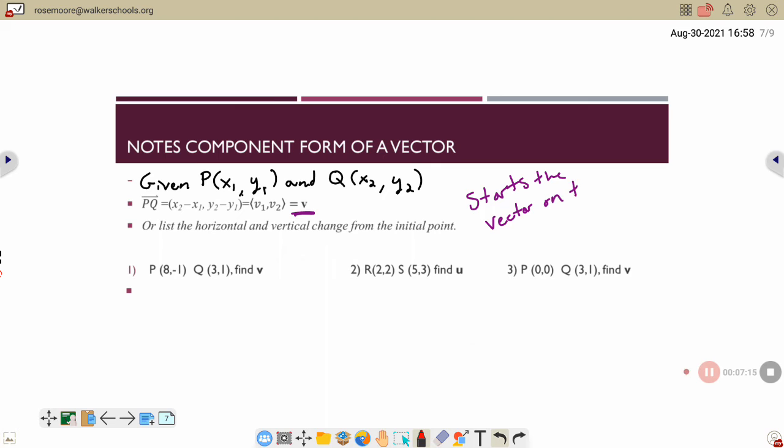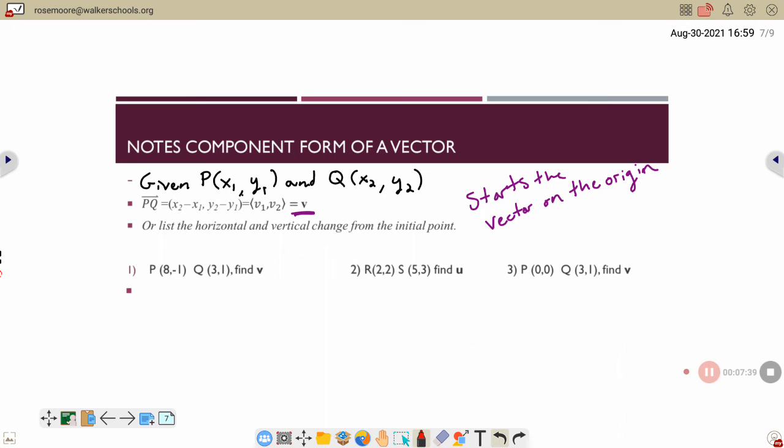And the whole purpose of a component form is it starts the vector on the origin. So instead of having a vector just floating out in space somewhere, we instead make it so that the origin of the graph, 0, 0, is always going to be our beginning. That way we can work with more than one vector at a time easily.